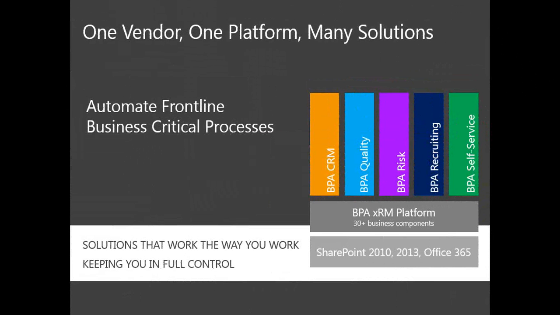With BPA, you have a trusted vendor with a single enterprise platform that delivers many solutions. Our platform, called XRM, includes 30-plus enterprise quality components, making it the most powerful SharePoint solution in the marketplace. Automate your frontline business-critical processes with solutions such as CRM, quality, risk management, and others. Our solutions are designed to keep you in control through standard SharePoint configuration and fully extensible through complete integration with powerful SharePoint-based services. By removing the need for development, you minimize your cost, risk, and time to deploy and can now deliver a system that fits your business processes.